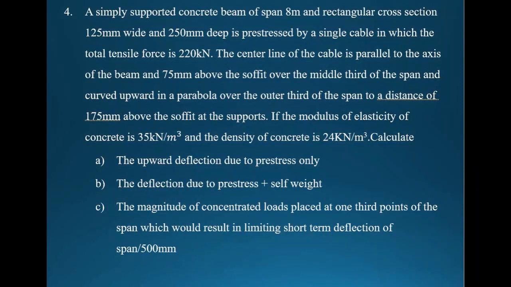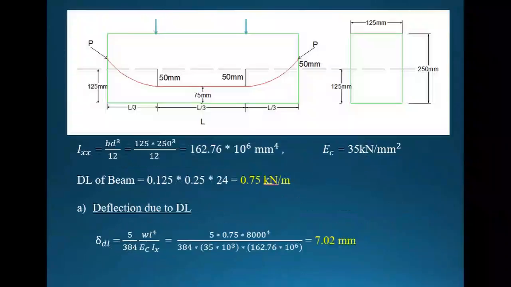and the curve upwards in a parabola over the outer third of the span to a distance of 175 mm. They have clearly said that from the outer side of this cable, that is this side as well as this side, from here to here it's a parabolic variation, again from here to here it's a parabolic variation. Like this cable profile will be there, but they are also telling that this cable will end at a distance of 175 mm from the bottom.